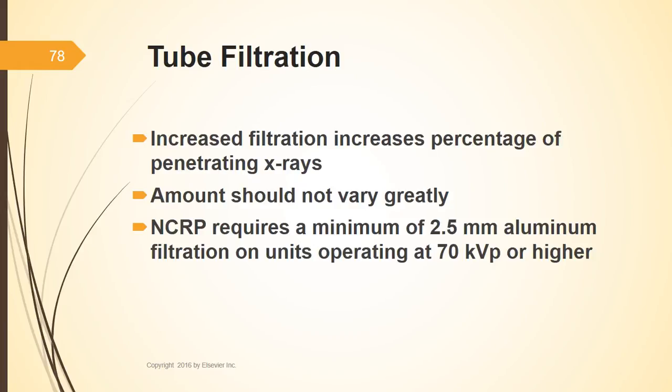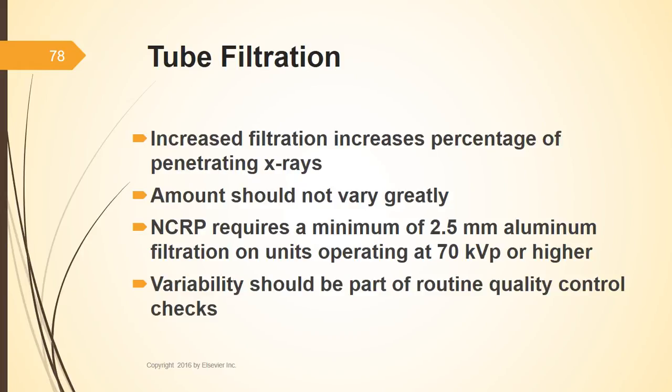According to, and you need to know what that is, the NCRP is the National Council on Radiation Protection and Measurement, but it's not in the acronym. I've always thought that was interesting. Tubes that operate over 70 kV are required to have a minimum of 2.5 millimeters of aluminum filtration. Now, that's when they're operated at 70 kV or higher. The variability of an X-ray tube's filtration should be checked as part of routine quality controls. X-ray tubes that have excessive or insufficient filtration may begin to affect image quality.